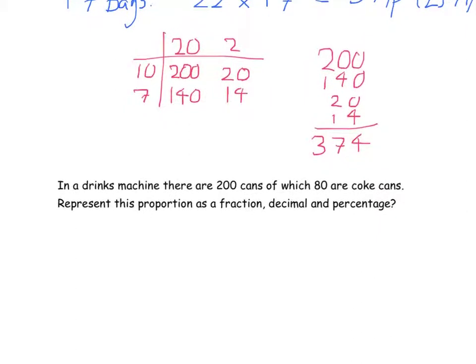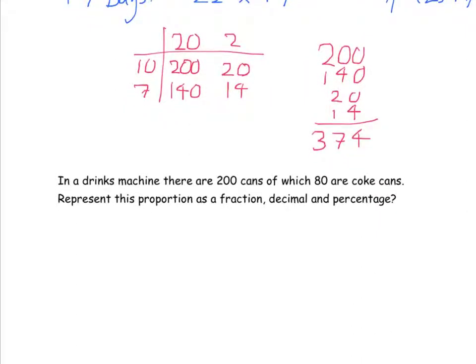Also, you could be asked to write a proportion as either a fraction, decimal, or percentage. So in this example, it says in a drinks machine there are 200 cans, of which 80 are Coca-Cola cans. Represent this proportion as a fraction, decimal, and percentage. So I always find it's easier when I do this to start off by writing it as a fraction, then a decimal, then a percentage.